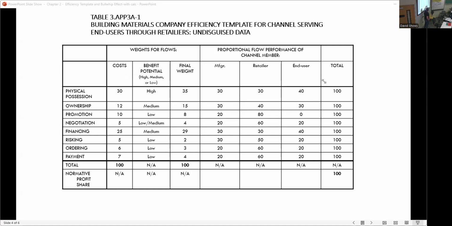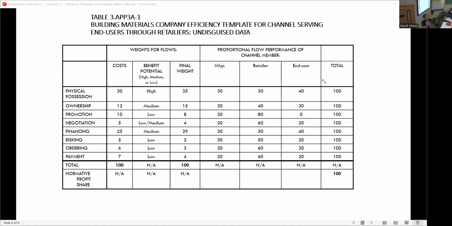Can anyone tell me what kind of a scale always has 100 at the end? We talked about this when we were talking about chapter 2, chapter 3. This is a constant sum scale. It's just what we talked about before. So what this means is it's a constant sum scale that assigns what total percentage of costs make up all nine channel functions.